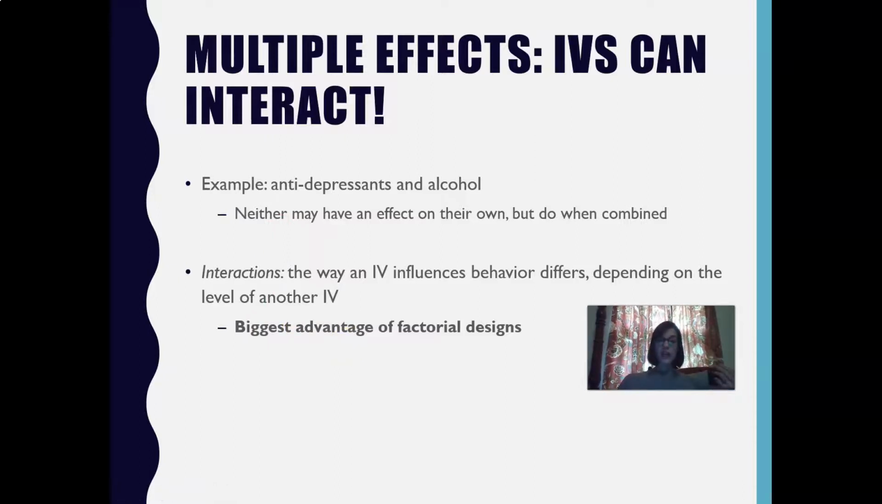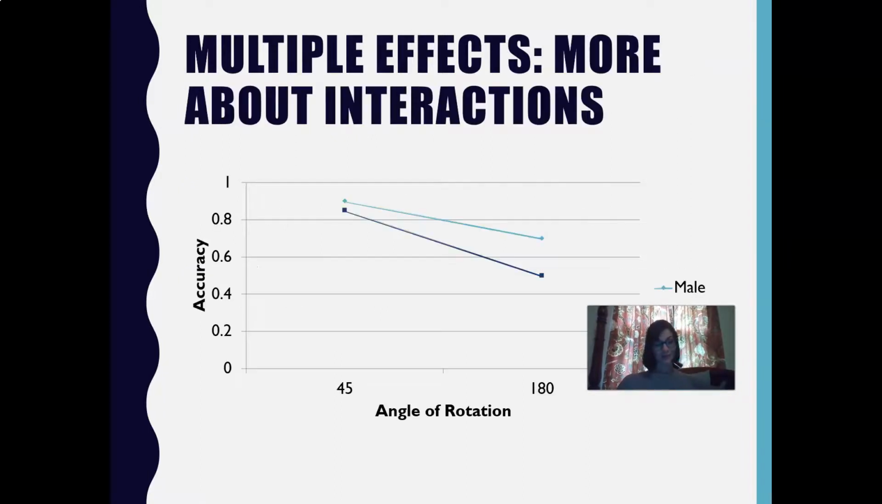So one of the biggest advantages of a factorial design is what we call an interaction: the way that one independent variable influences behavior differs depending on the level of another independent variable. Now that sounds really vague. Don't worry. We're going to get a lot of opportunity to think this through and practice. And you're welcome to ask me questions on the Discord or on email anytime you want.